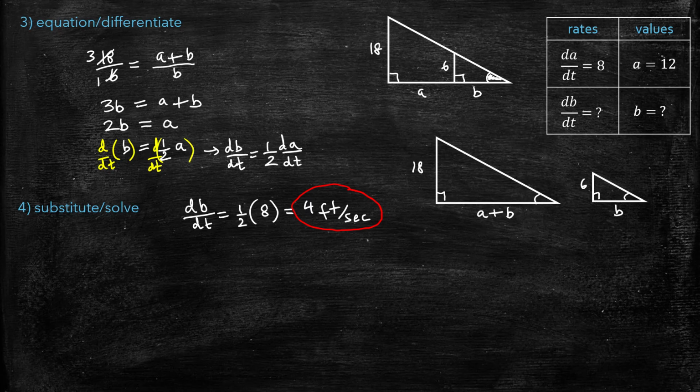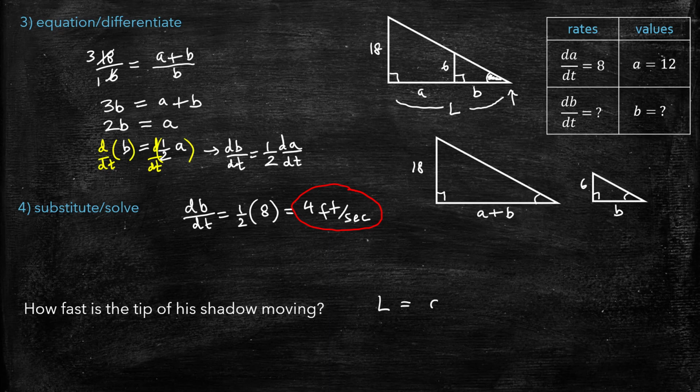But they do often tack on an extra question to this type of shadow problem. And they ask, how fast is the tip of his shadow moving? So that's this point here. How fast is that moving away from the lamppost? So what we're really looking at is we introduce a new variable, call it L. L is just the sum of A and B. And we would like dL by dt. So we have to take the derivative with respect to time of both sides. And we get dL by dt.